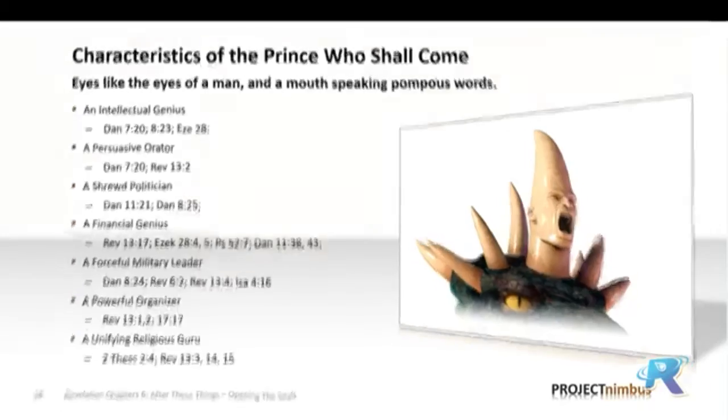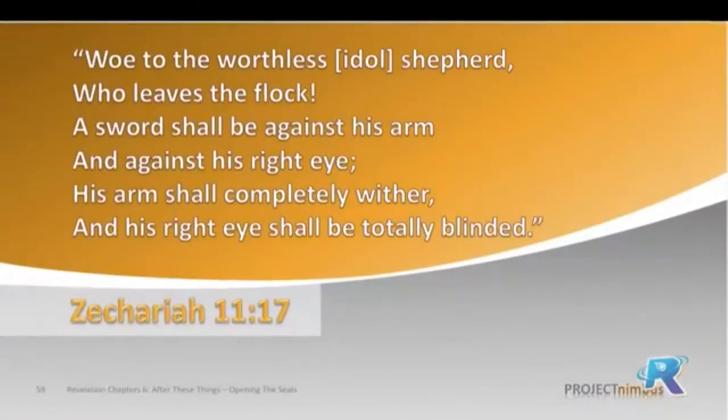There's only one scripture, however, that actually seems to give us a physical description of the Antichrist. That's Zechariah 11:17. It says, woe to thee, again, idol, as in idolatry, shepherd, who leaves the flock. A sword shall be against his arm and against his right eye. His arm shall completely wither, and his right eye shall be totally blinded.